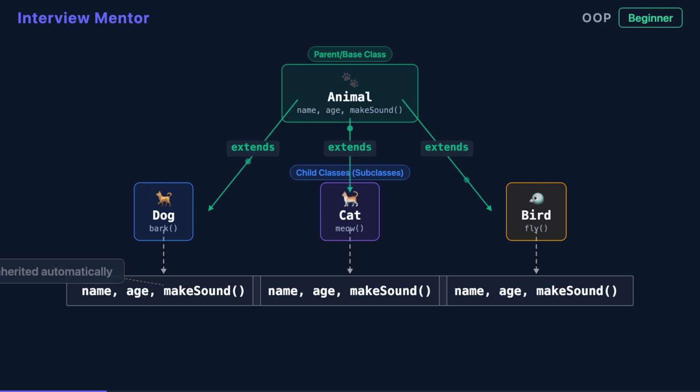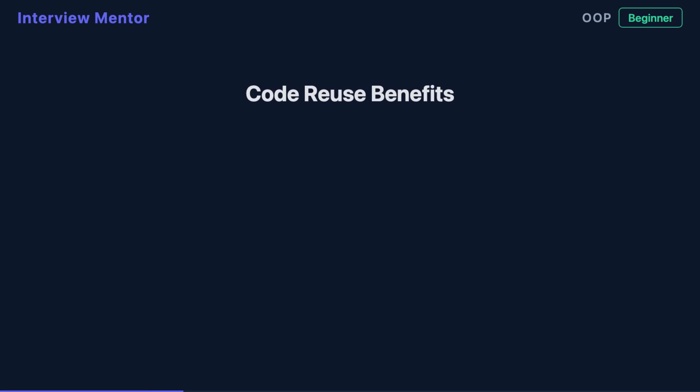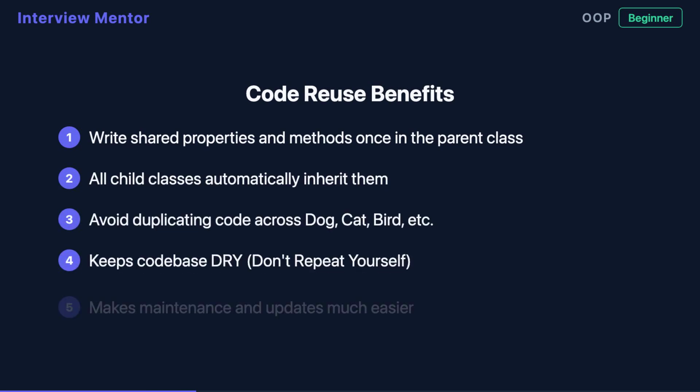For example, if you have an Animal class with properties like name and age, you can create a Dog class that inherits those properties without rewriting them. The Dog class extends Animal, so it starts with everything Animal has, then you add dog-specific features like bark. This is all about code reuse.